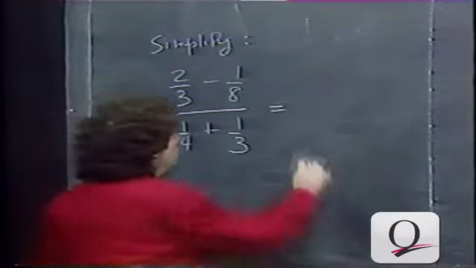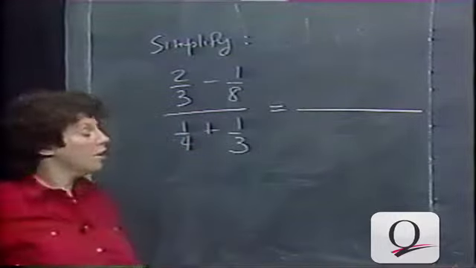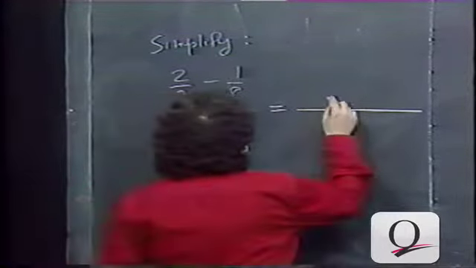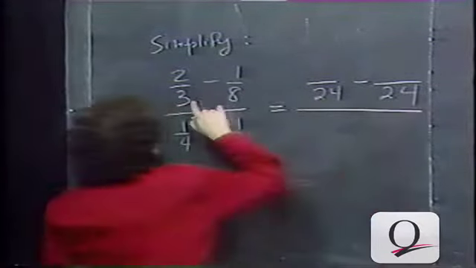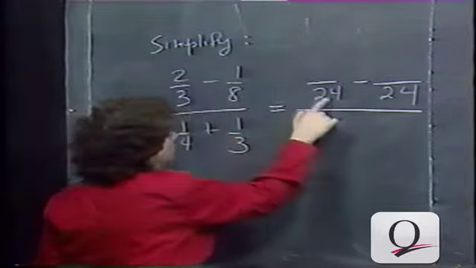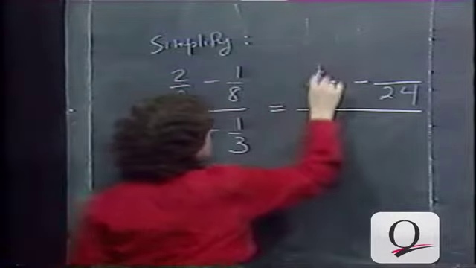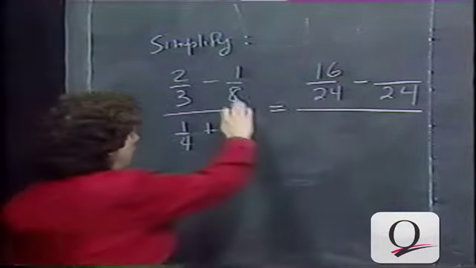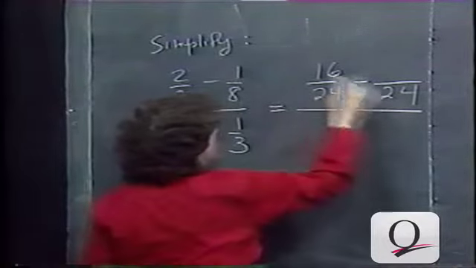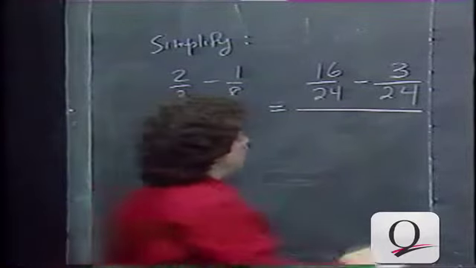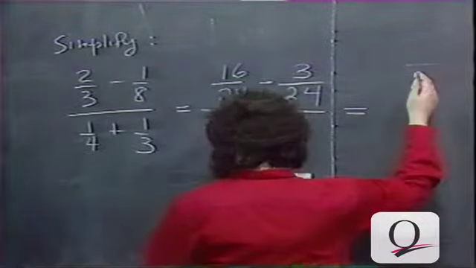By method 1, we will work with the numerator separately. We have thirds and eighths. The lowest common denominator will be 24 in this case. 3 times what is 24? 3 times 8 is 24. If you multiply the bottom by 8, you have to multiply the top by 8 as well. 2 times 8 giving you 16. 8 times what is 24? 8 times 3 is 24. If you multiply the bottom by 3, you have to multiply the top by 3. So we have 16 24ths minus 3 24ths, or 13 24ths on top.